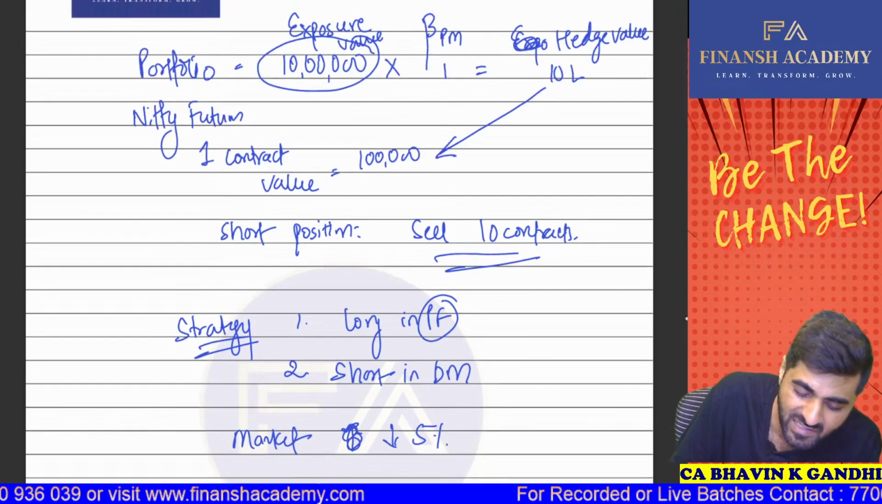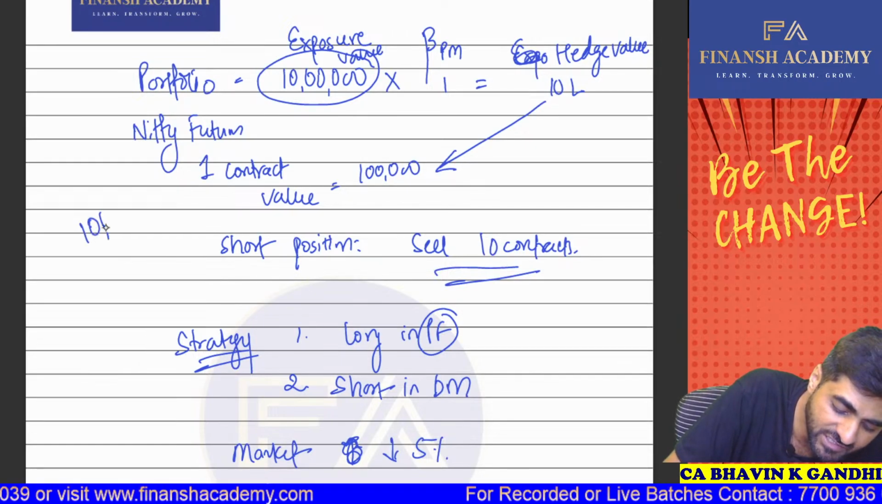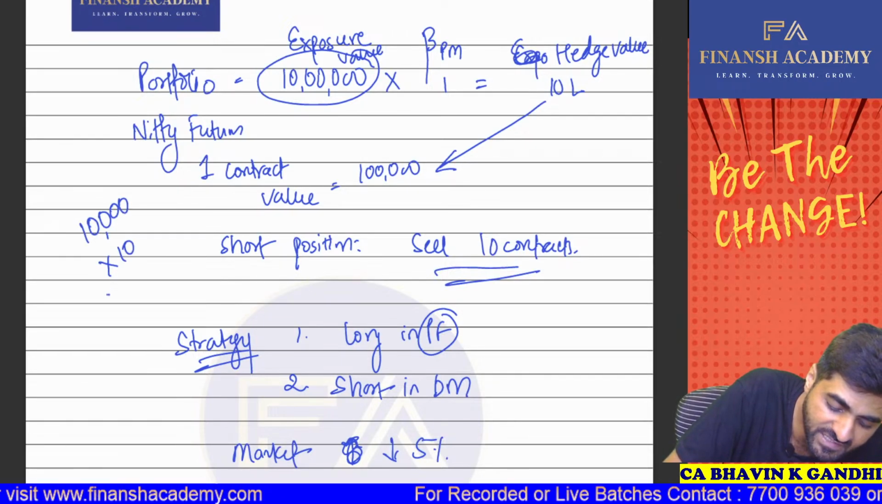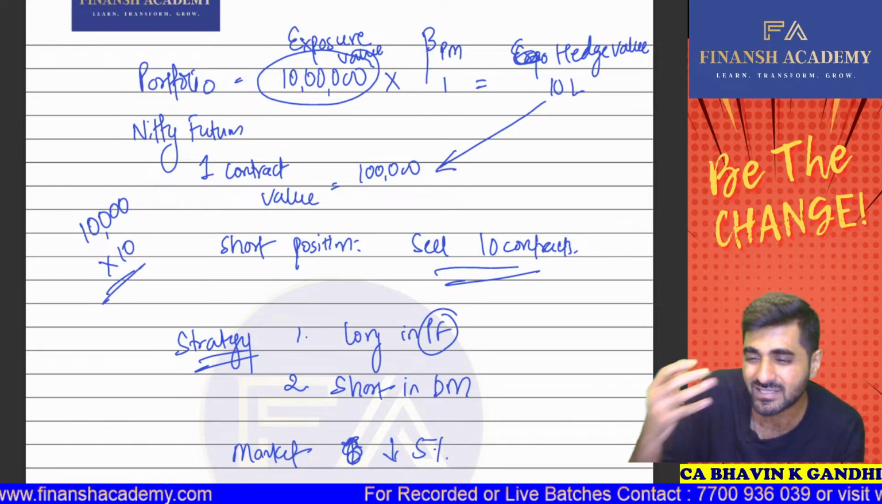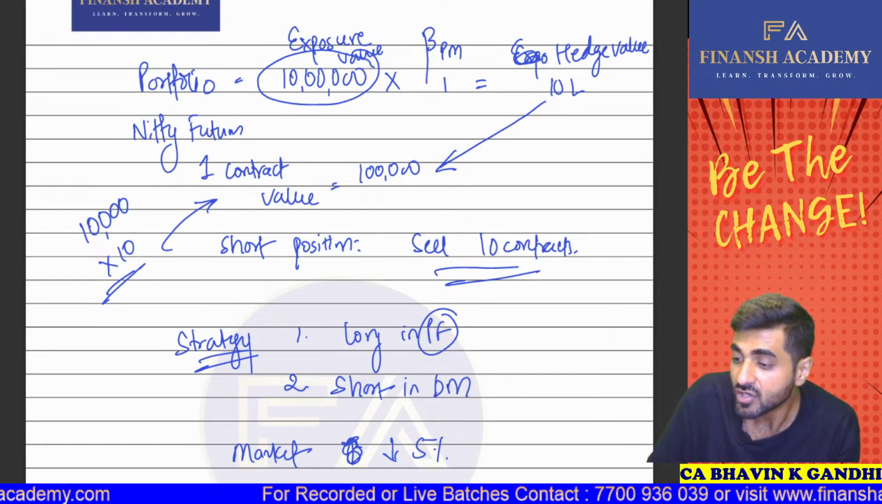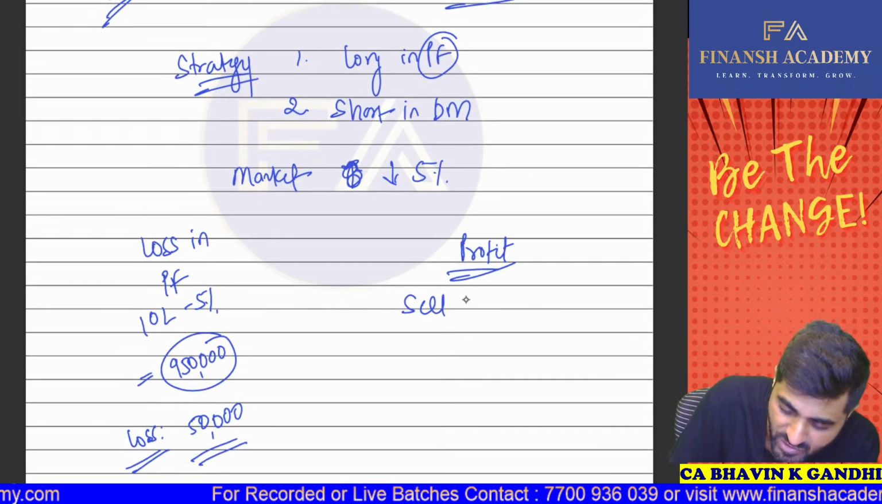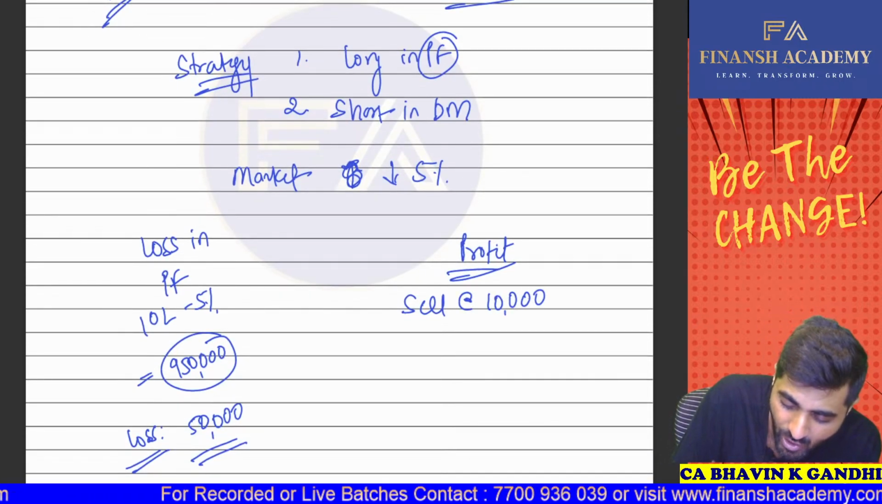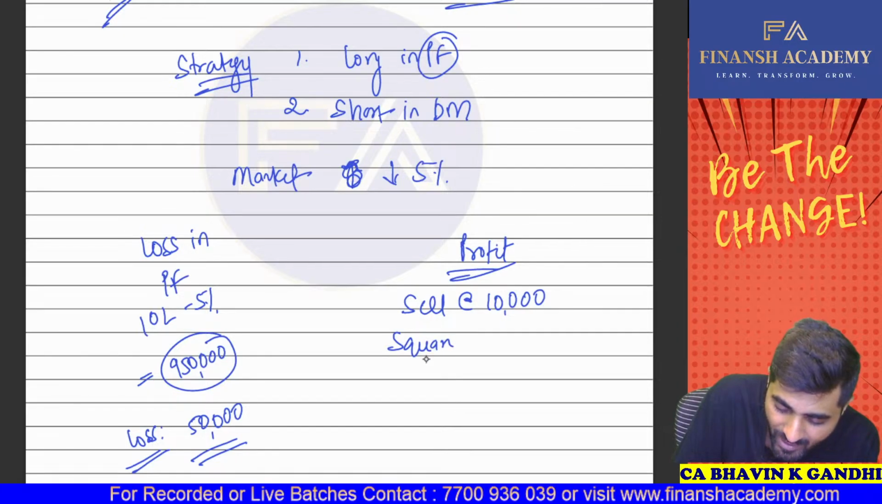Okay. And let's say, for example, Nifty was 10,000 rupees and there were 10 Nifties in one contract. So lot size was 10. That's how one derivative contract was 1 lakh rupees. So now from this 10,000 rupees which you have sold, you will have to now square it up. You have to square up.